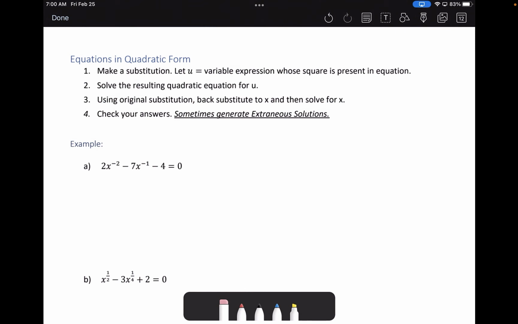Solving equations in quadratic form. 1. Make a substitution. Let u equal the variable expression whose square is present in the equation. 2. Solve the resulting equation for u. 3. Using the original substitution, back substitute to x and then solve for x. Step 4. Check your answers.